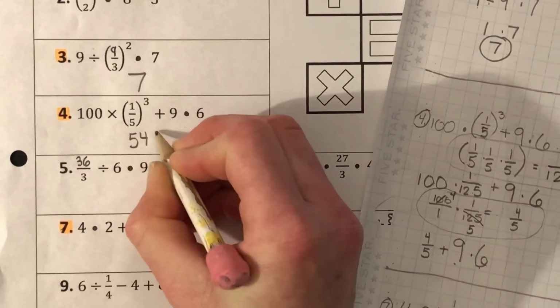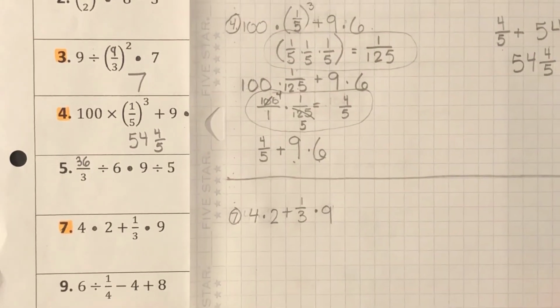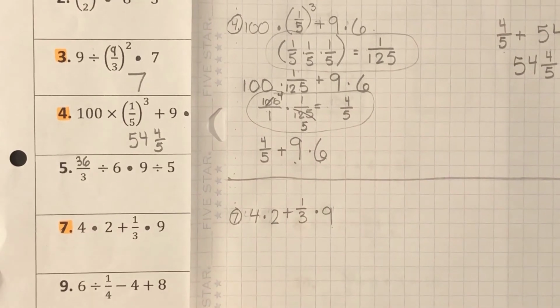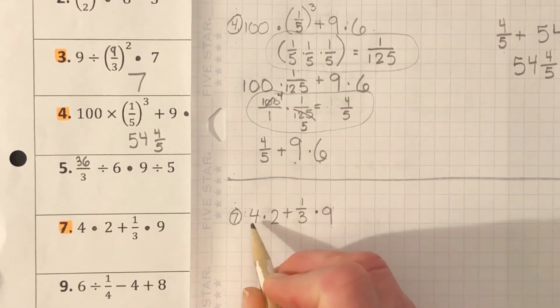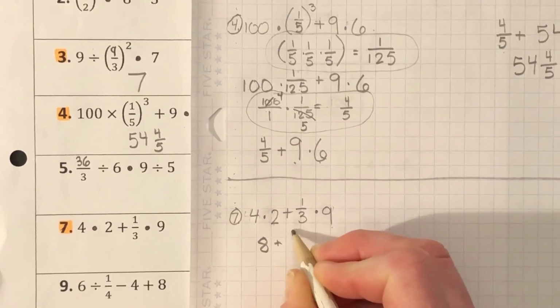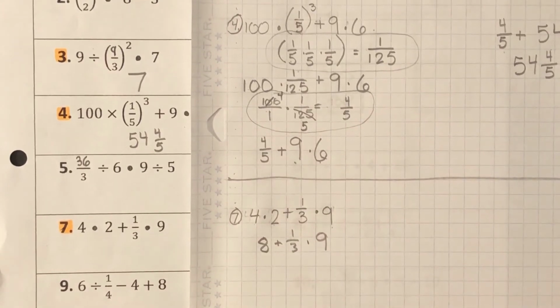54 and 4/5. On to number 7. We have 2 different times where we have to multiply since we go left to right. We will start with this one. 4 times 2 is 8. So we have 8 plus 1/3 times 9. Oh, this one's an easy one.